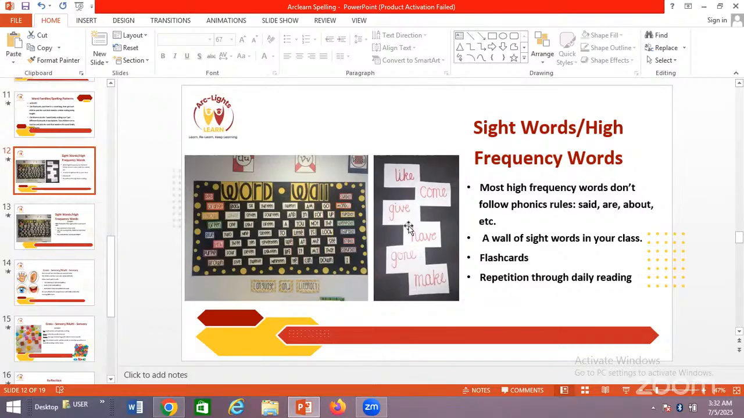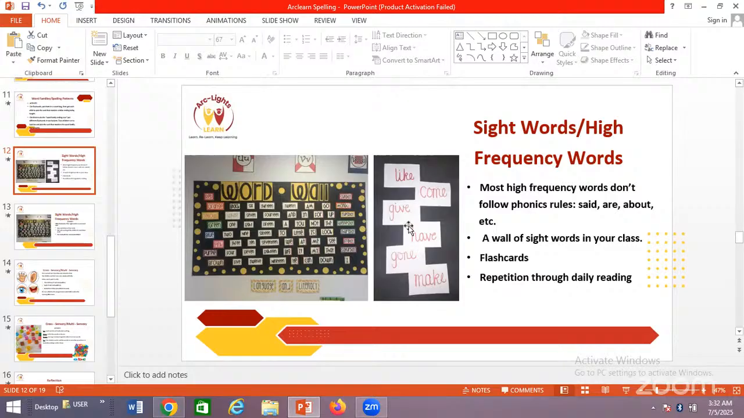Also, repetition through daily reading. This is different from cramming. Cramming is you put it in your head and then you forget it. If you keep repeating, children learn through repetition. They see these sight words every day. They keep seeing it, then they get used to it. They are not cramming it. So repetition is long-term learning. Cramming is short-term learning.